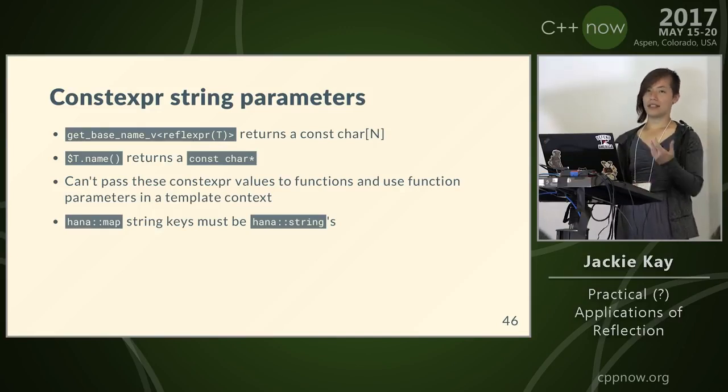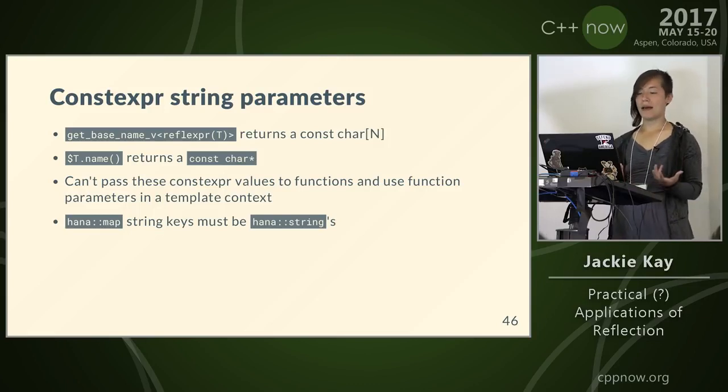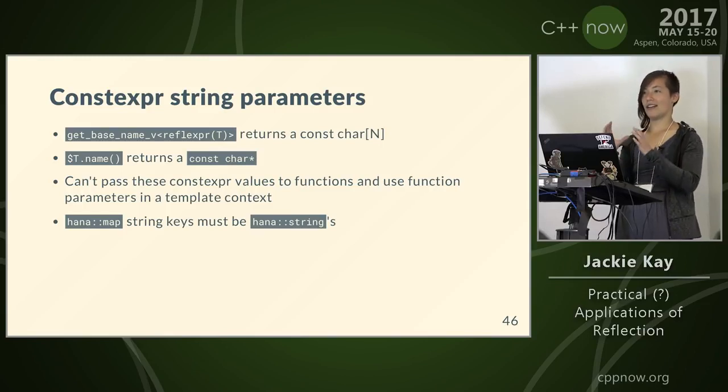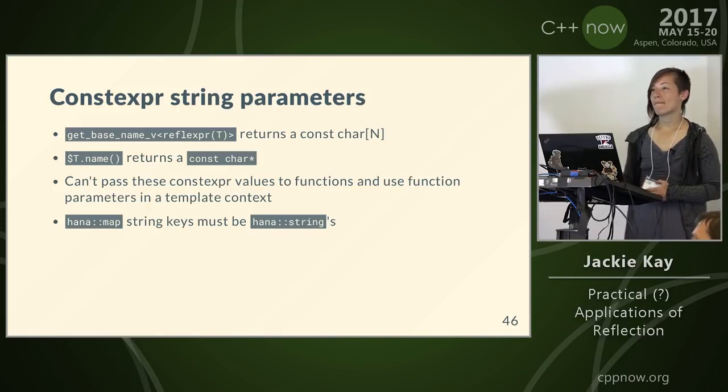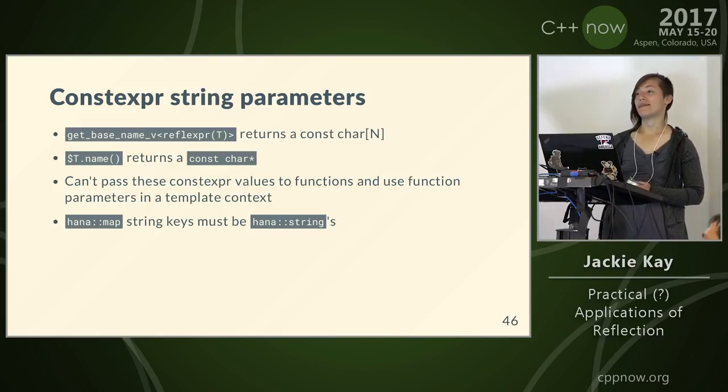Also, this is more just an implementation detail, but the Hana map that I'm using, I couldn't get this to work, but the keys have to be Hana strings. They didn't work with just a const char star. That's because if you compare const char stars, well, first of all, you're comparing values, so that's what you want, but it's also going to return a bool, and not an integral constant bool. That's the whole story with constant parameters, so that's why it is.